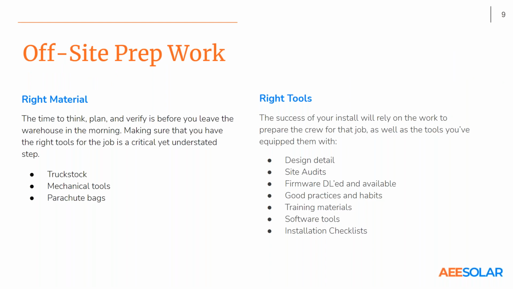So offsite, mentioned this before. It's not terribly exciting to talk about training programs and checklists and things, but it's really hard to get the install and the commissioning right if you're not really tight on these two steps. And I tend to kind of break this down into right material and right tools. So the time to make sure you got the right material for the job is not when you get to the job, and hopefully that's obvious. Making sure you got the right material is kind of one of those everyday things.